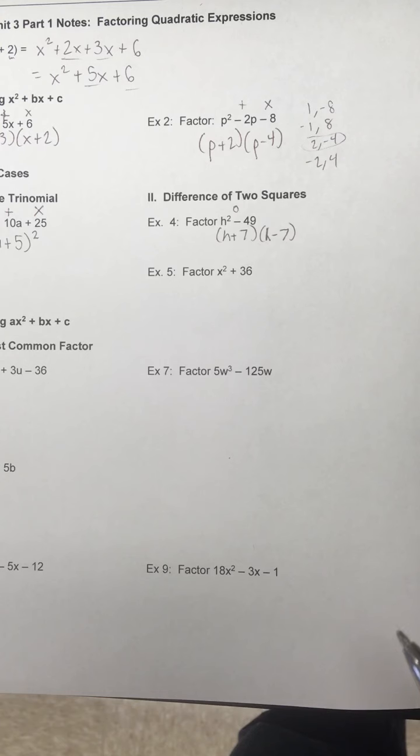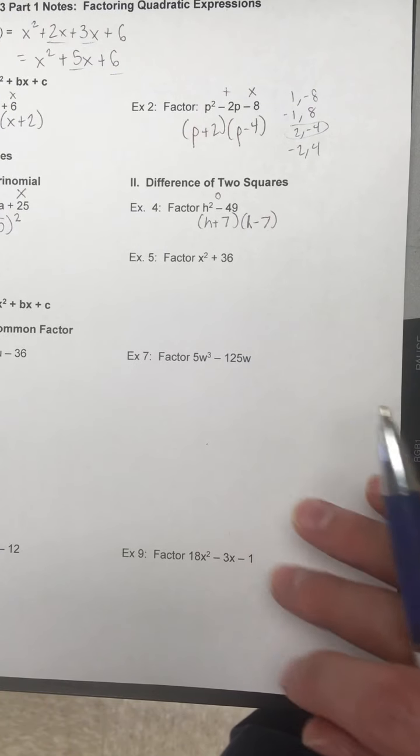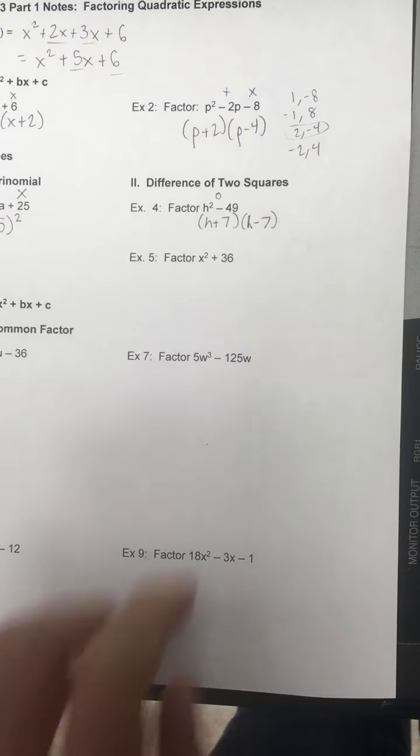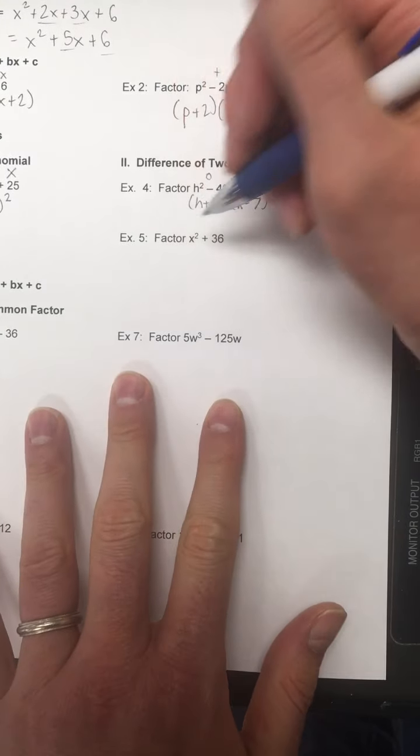Now, I want you to write down what you think the factors are for example 5, x squared plus 36. Okay, what did you write? I'm betting several of y'all wrote probably one of these three things.